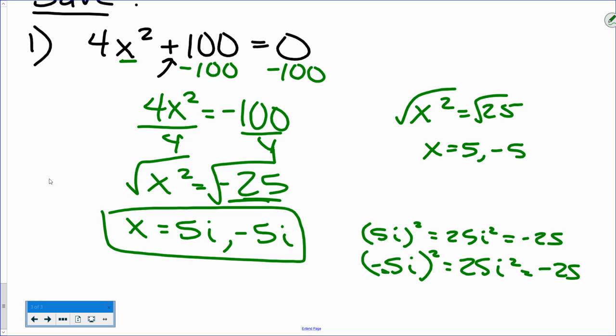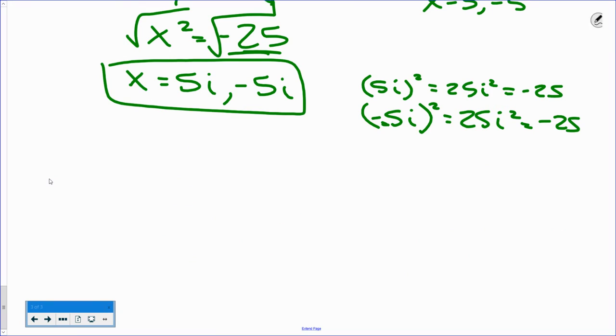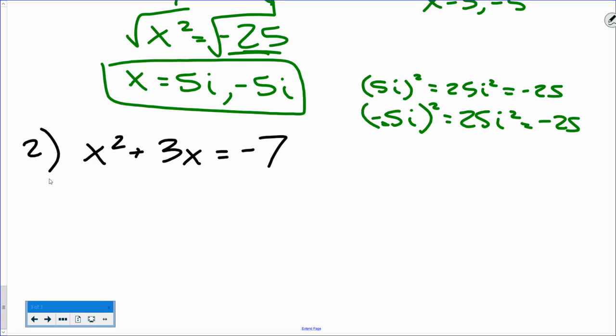Okay, the last problem we'll look at for solving, and the whole lesson really, would be x squared plus 3x equals negative 7. Okay, this time I've got an x squared and I've got an x, so I cannot use square roots. But I'll go ahead and get it equal to 0 then. If I have a, b, and c, that's always my first step, is to get it equal to 0.